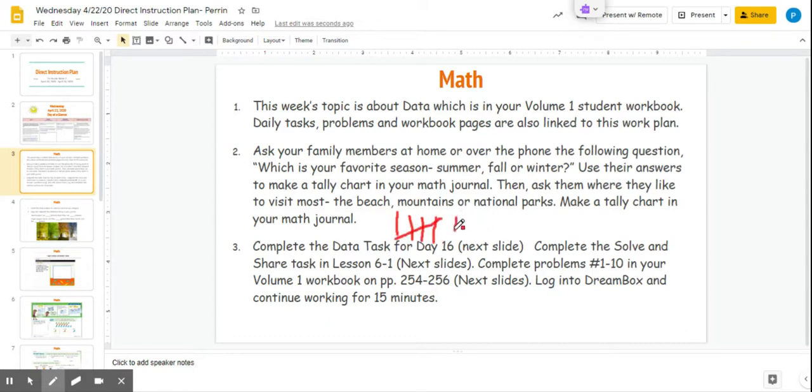of 5, and 6. Also, you need to complete the daily data task for day 16. Complete the solve and share in lesson 6.1. Complete problems 1 through 10 in your volume 1 workbook on pages 254 to 256. Log into Dreambox and continue working for 15 minutes.